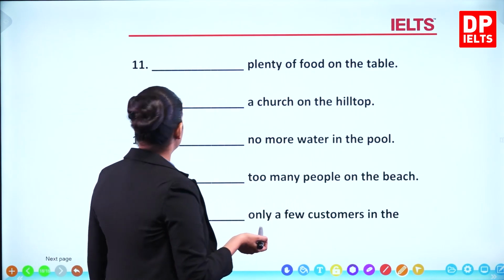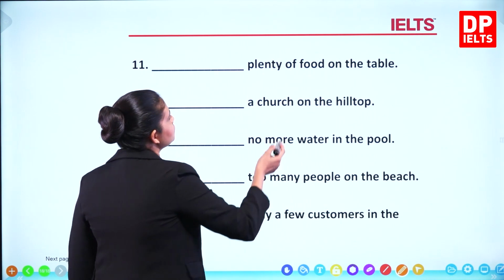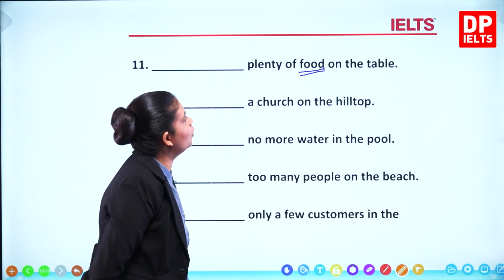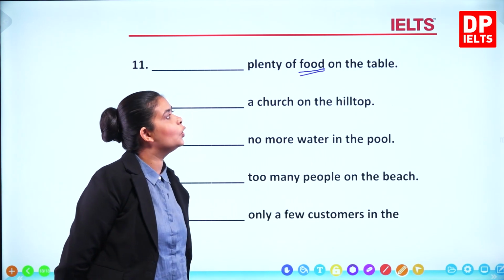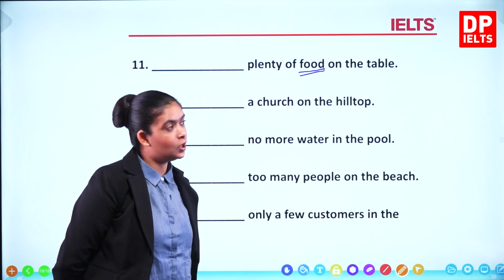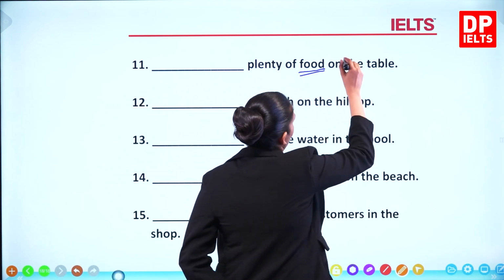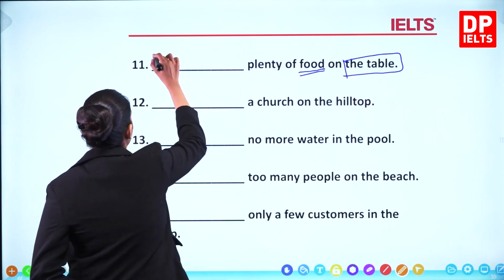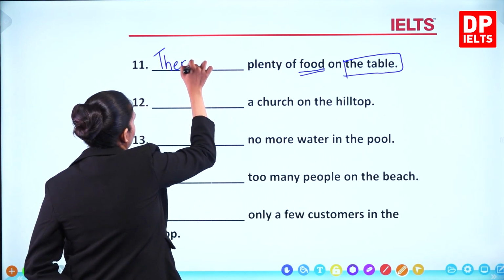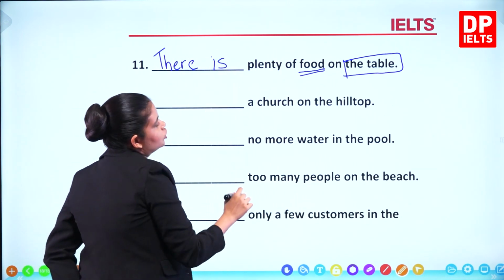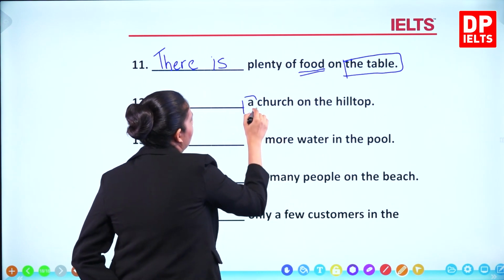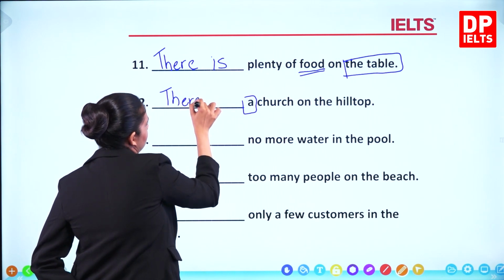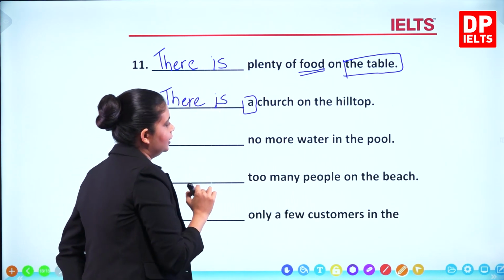Let's have a look at the next bit, right? Plenty of food. Do you say there are plenty of food on the table or there is plenty of food on the table? Which one? Because there is, where? On the table, what do we say? There is a lot of food on the table. A church on the hilltop. එකක්. පල්ලියක්. There is a church on the hilltop.